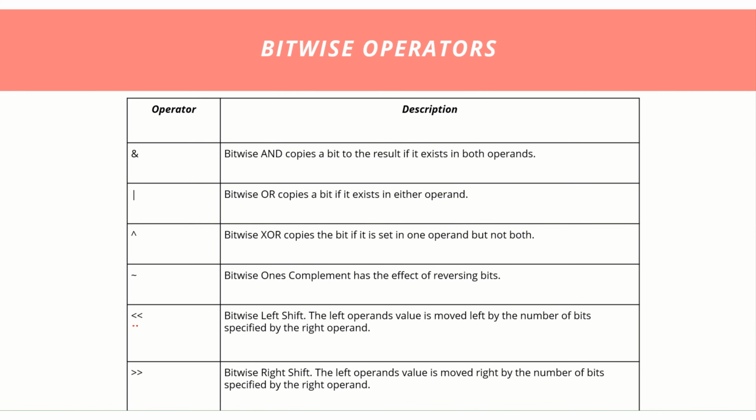Next is the bitwise left shift. Bitwise left shift takes two numbers, left shifts the bits of the first operand, and then the second operand decides the number of places to shift in the first operand. Let's take an example. The number 9 will be represented in binary.